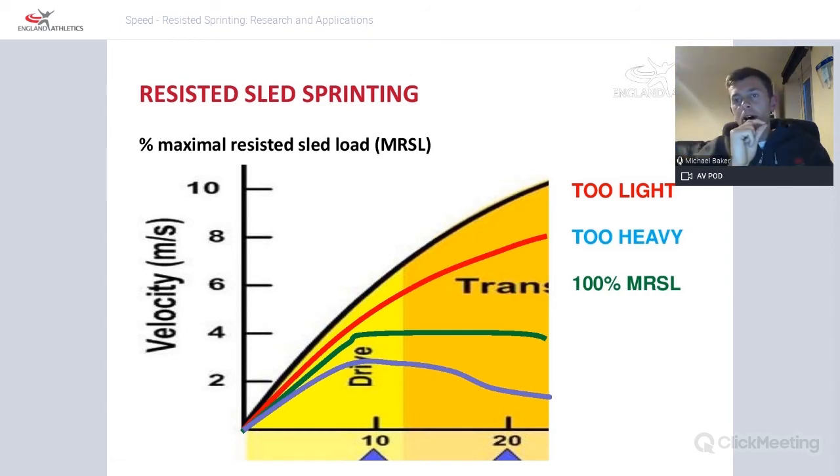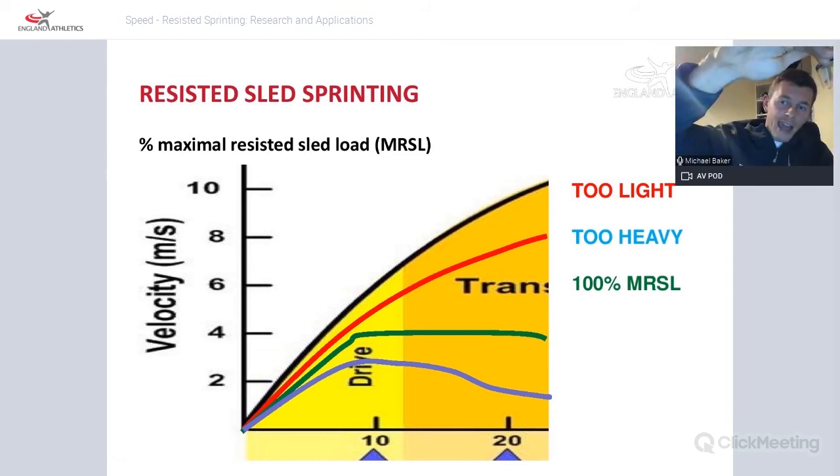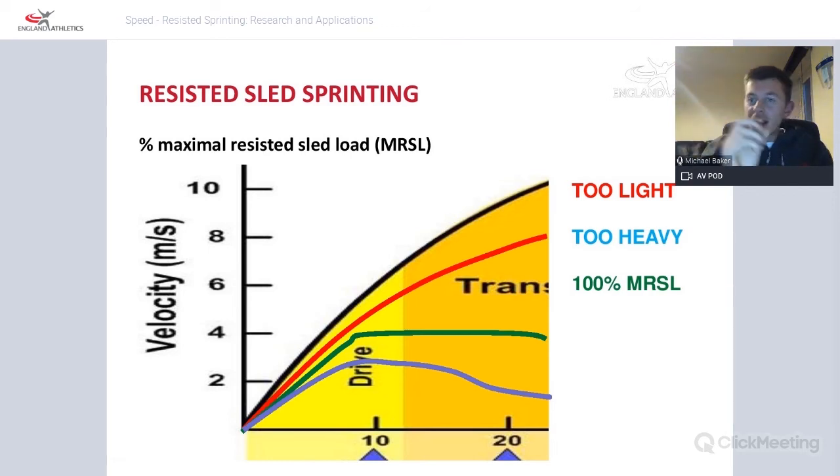If he then put a markedly heavier load on the sled, he would be able to accelerate to 10, might get to 13, 14 meters, and then would potentially nosedive off a cliff and get slower between 15 and 20. So then at some point, there will be a load whereby he can get to 10 and he's still accelerating at 10. He then starts to plateau between 10 and 15 and just has enough energy to get to 20 meters without slowing down or speeding up. That would be his 100% of MRSL.